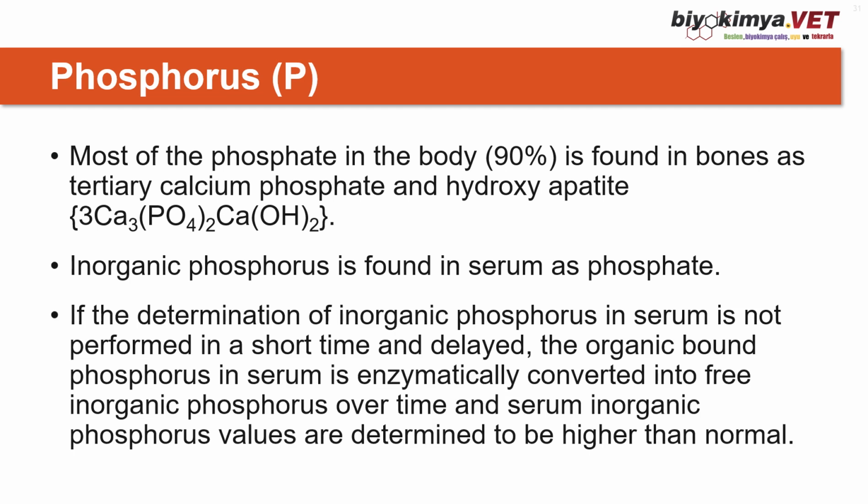If the determination of inorganic phosphorus in serum is not performed in a short time and is delayed, the organic bound phosphorus in serum is enzymatically converted into free inorganic phosphorus over time. And serum inorganic phosphorus values are determined to be higher than normal. And so we should be very careful in analyzing phosphorus, especially in the time control. The time we collect the sample and the time we perform the analysis is important.